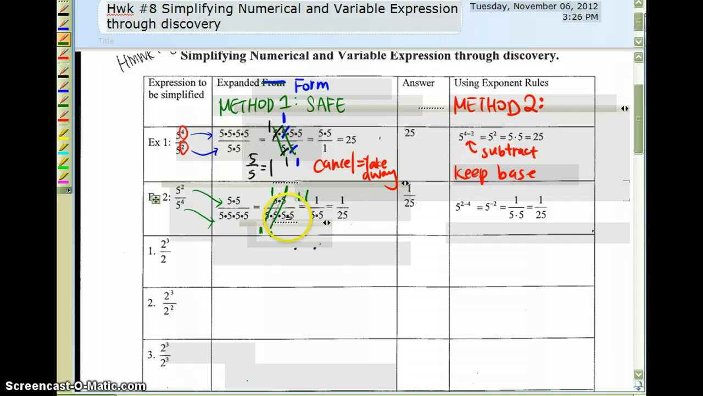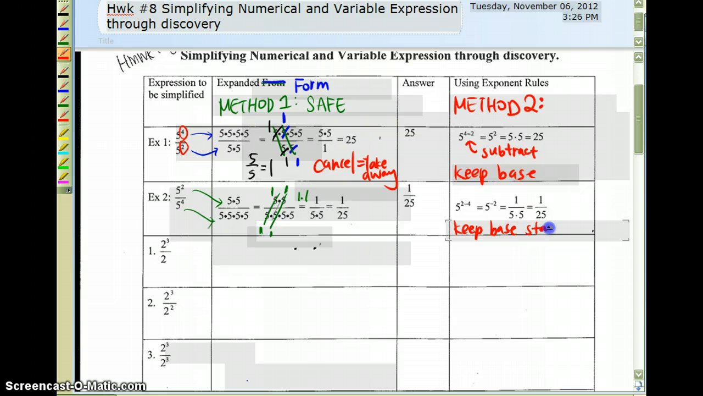I have a 5 times 5 left in the denominator, and then that gives me 1 over 25. So I will be getting a fraction answer for example 2. When I use method 2 by using the exponent rules, I'm going to keep the base number. The base number should stay the same, which is 5, so I do have 5.